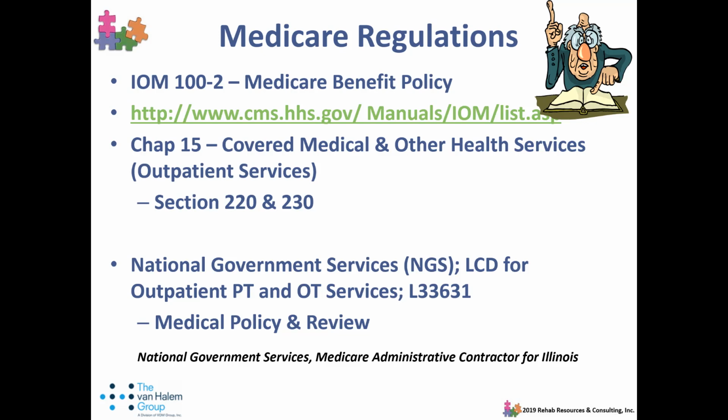National Government Services is the local Medicare administrative contractor for the state of Illinois. Therefore, you can find more guidance on its website. They have published a local coverage determination for outpatient PT and OT services, which all Part B providers of therapy in Illinois should be aware of. So throughout this module, there is additional guidance included from it. I did not include the web link for NGS because it is too long. If you Google search NGS for Illinois, you will be able to find it.